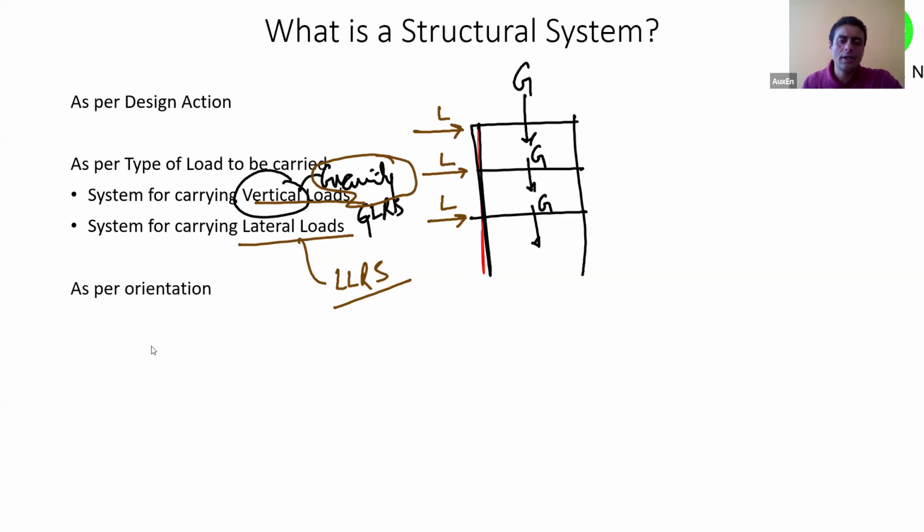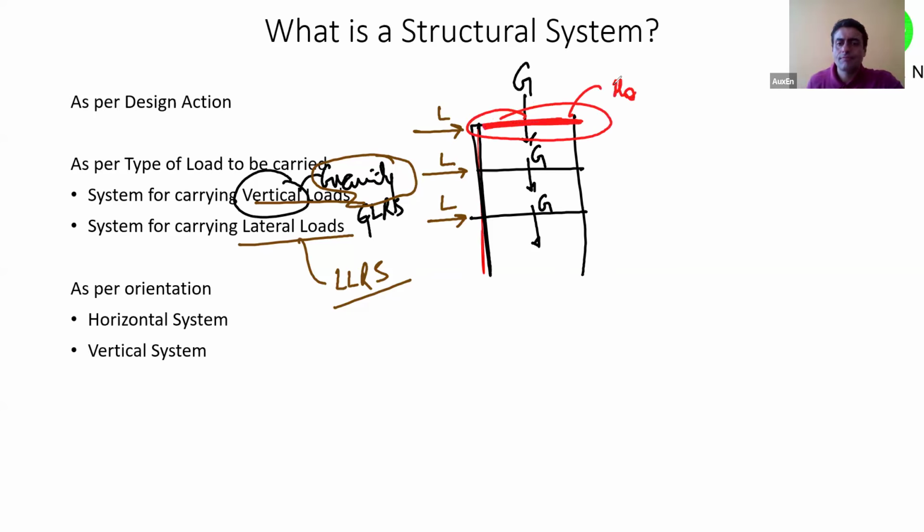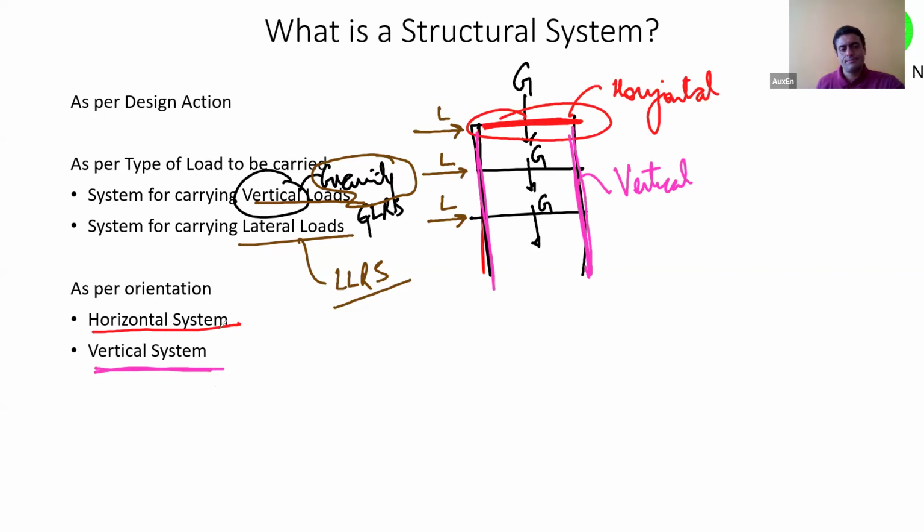Then another type of classification we can do is as per their orientation, right? I like to call this my horizontal system. Yes or no? I like to call this my horizontal system, and I like to call these my vertical system. Are you understanding this? Very basic discussion we are trying to have.